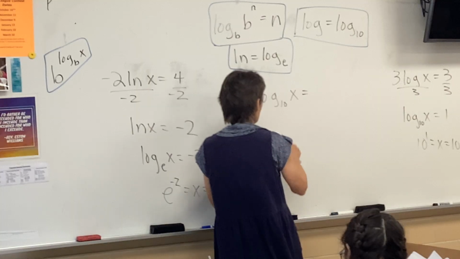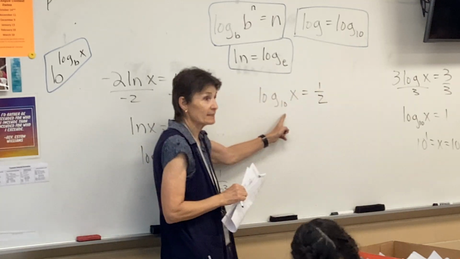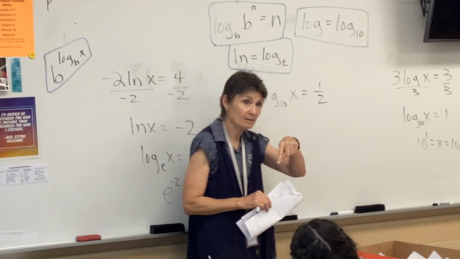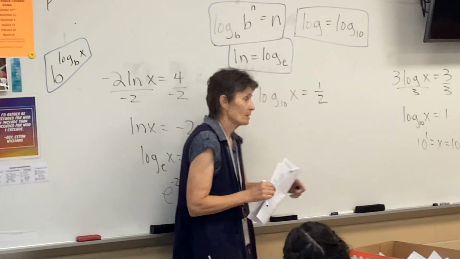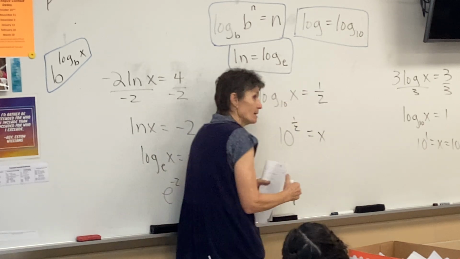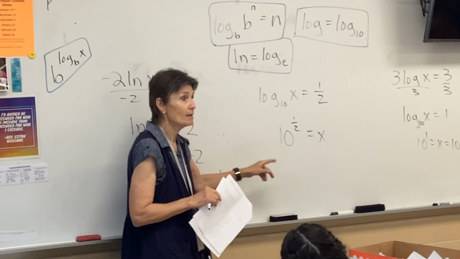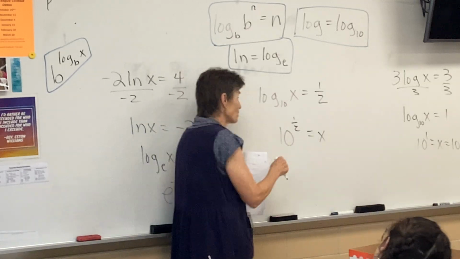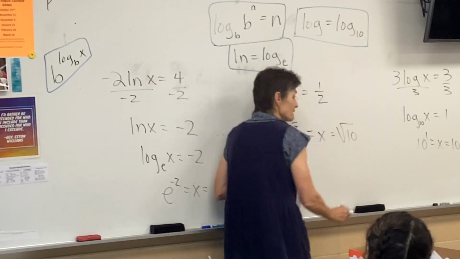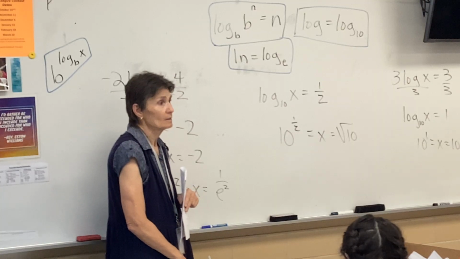H says log x equals 1/2. Now I put that 10 in there because every time I see log with no base, that means 10. So 10 to the 1/2 equals x, and you can leave it like that. That's perfectly okay. Or you can recognize, what does 10 to the 1/2 mean? Square root of 10. Isn't the 1/2 exponent a square root?